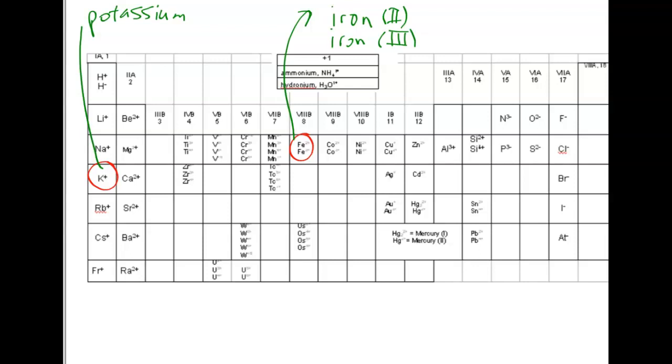Okay, you are going to go ahead and get in your packet and turn to the page that says atoms versus ions. You'll need a periodic table out at the same time, and I will ask you to please get into the next video. Thank you.